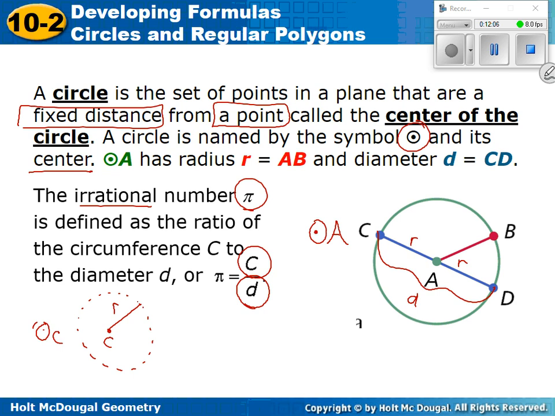And it is irrational, meaning it goes on forever. We are not going to ever use 3.14 in here unless the directions specifically say use 3.14, okay? We are either going to leave our answer with pi in it, or we're going to use the pi key on your calculator. Does everybody know where the pi key is on your calculator? Look right now, make sure you do. If you don't, raise your hand so I can show you.